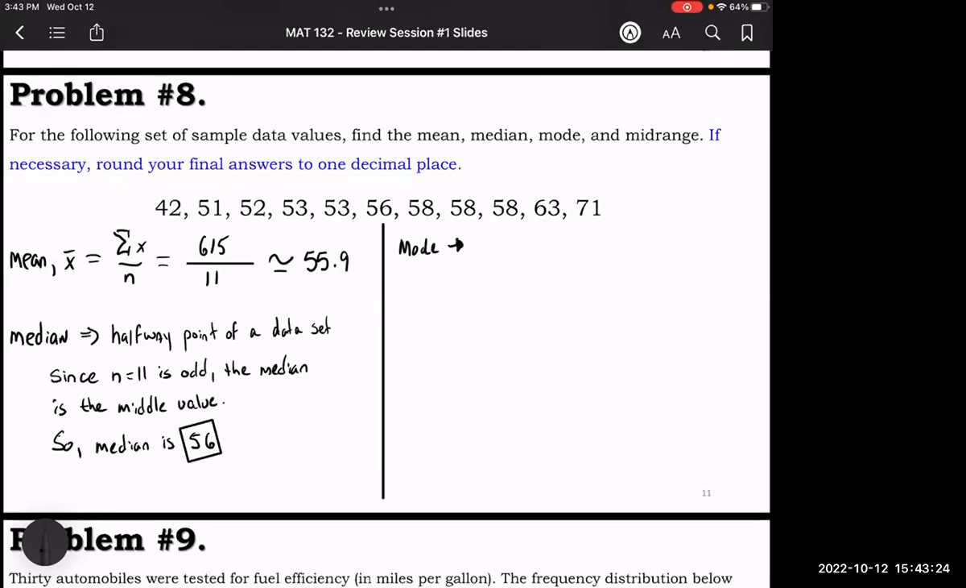Yeah, the data value, the most. Yes. Because there's more than one. Mm-hmm. So sometimes there could be more than one data value that occurs most frequently. So what data value appears the most frequently? 58. 53.